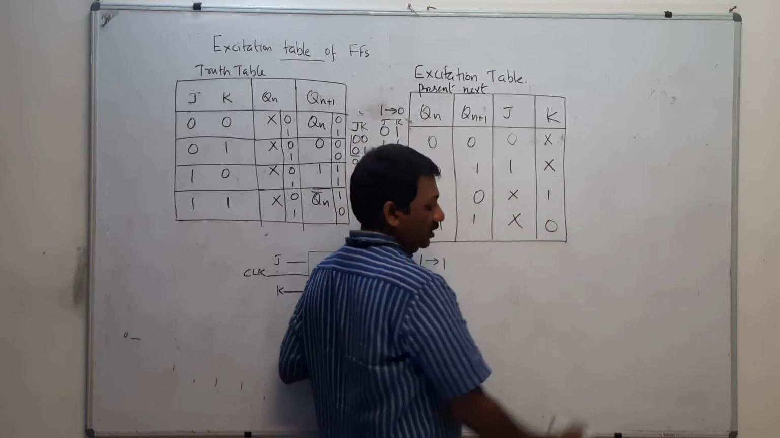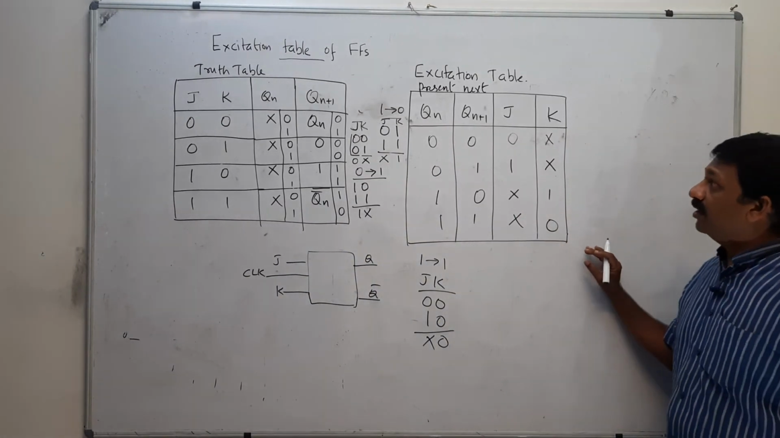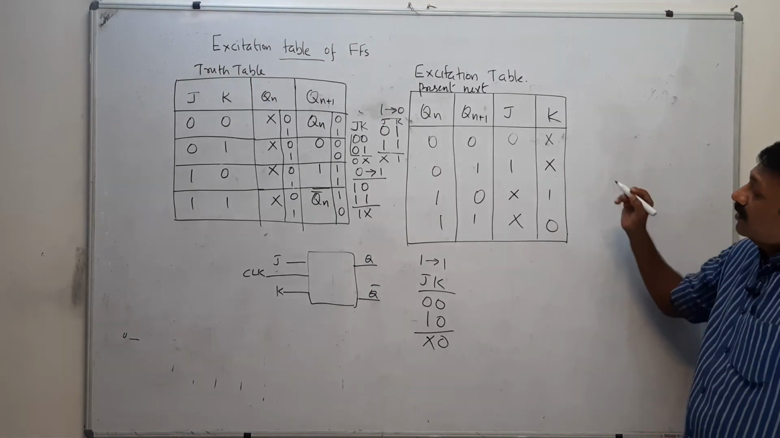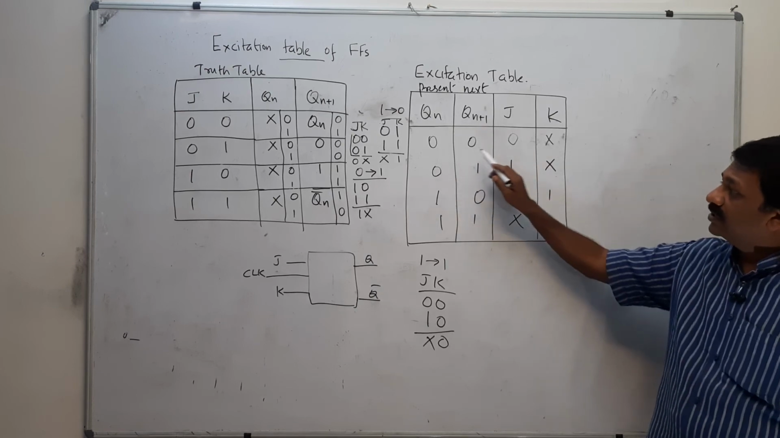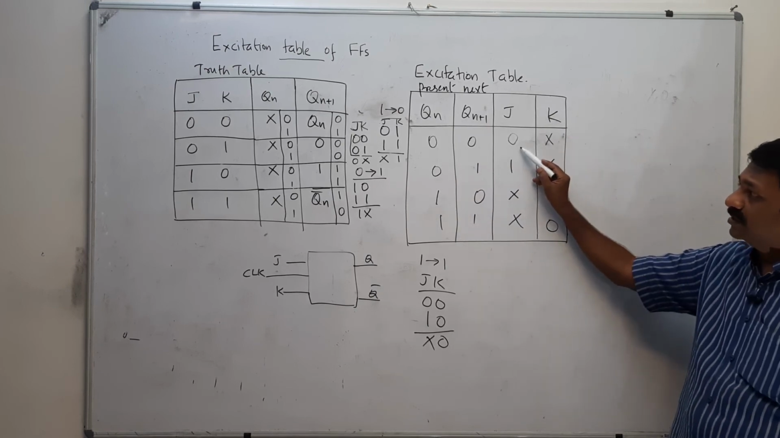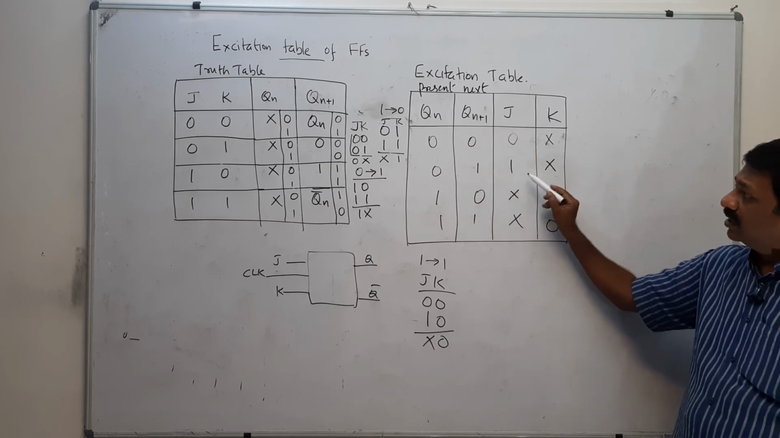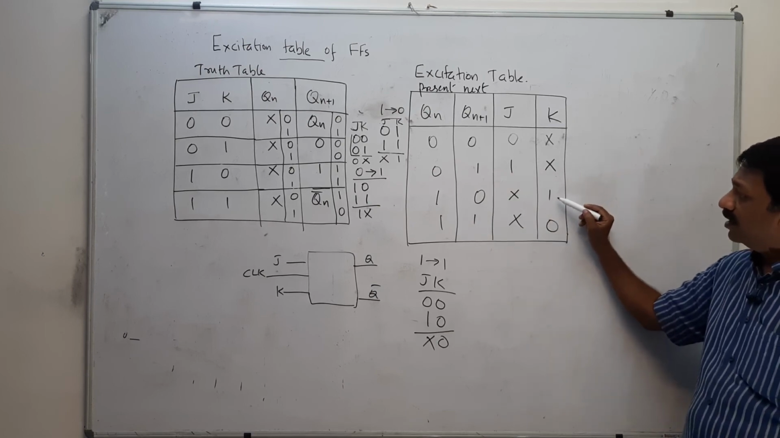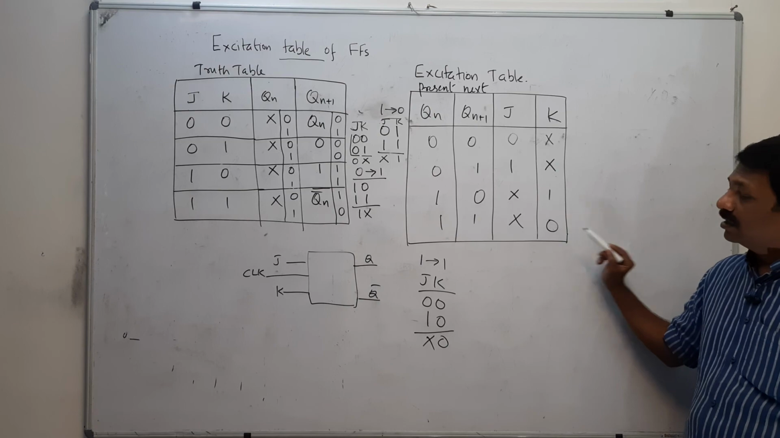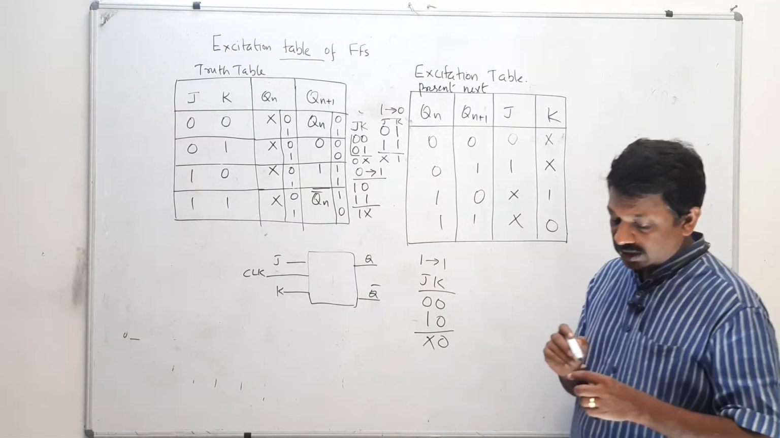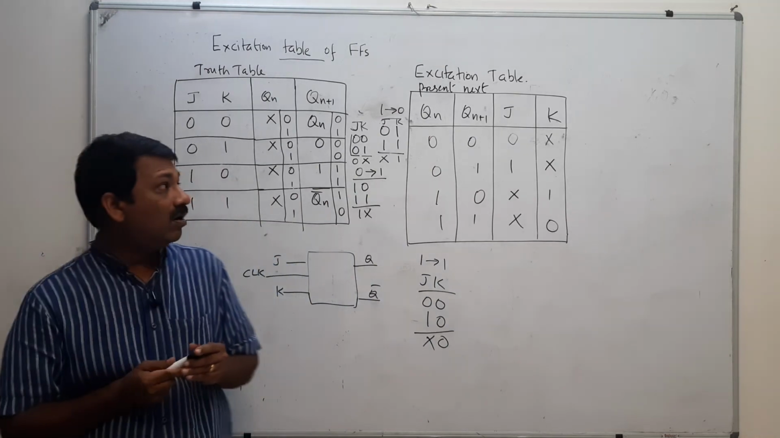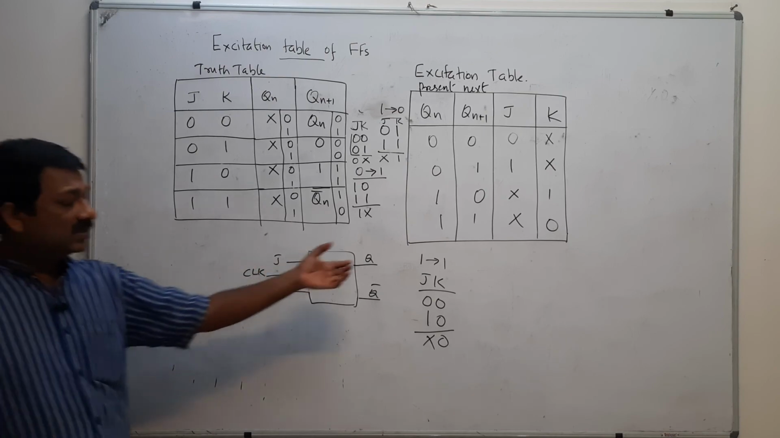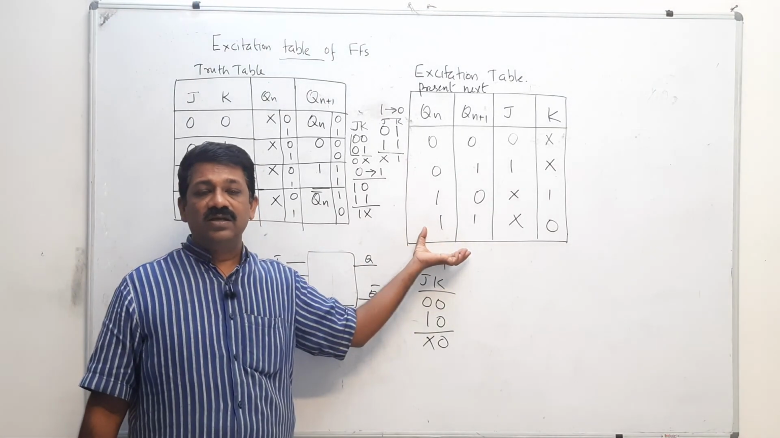That means this is the excitation table for the JK flip flop. And in this case, if you want to have a 0 to 0 transition, the J should be 0. If you want to have 0 to 1 transition, J should be 1. If you want to have 1 to 0 transition, this K should be 1. And if 1 to 1 transition, K should be 0. So that is all about the excitation table and the truth table for J and K. And this is useful for design of sequential circuits.